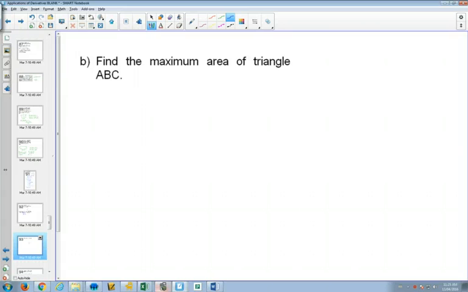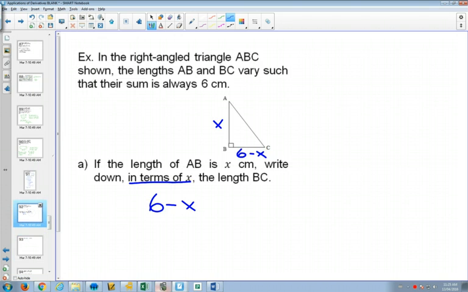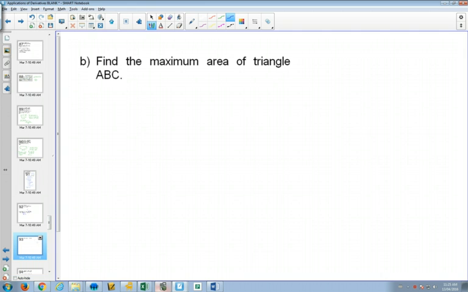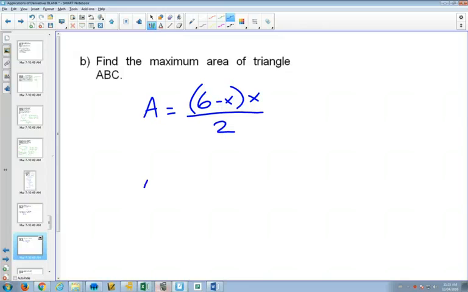So we can now try to figure out the maximum area of this triangle. Any guesses? Should it be 4 and 2? Should it be 1 and 5? 3 and 3? Any gut feeling? 3 and 3? Okay, we'll see if that works out. So we know that area is base times height divided by 2 for a triangle. We have our base is 6 minus x. Our height is x, all divided by 2. This makes this expression.